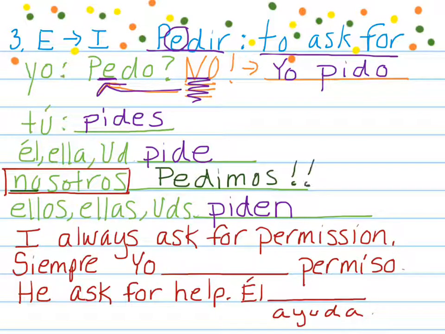Pedimos, pedimos. Okay, we ask for. Okay, look down here at the examples. I always ask for permission, just like my very good students. I always ask for permission. So siempre, yo has to be in the yo form. So what's the yo form?